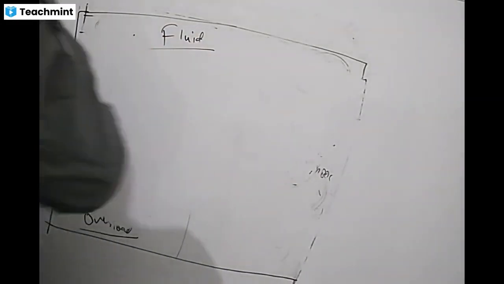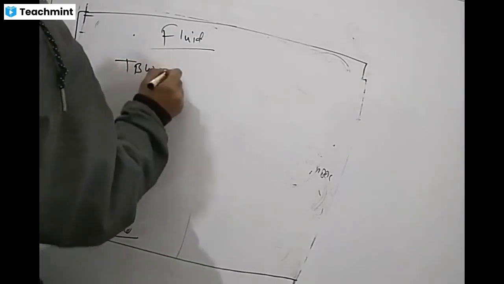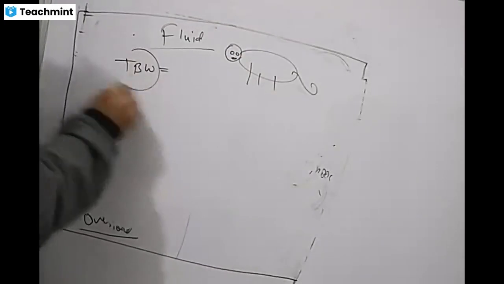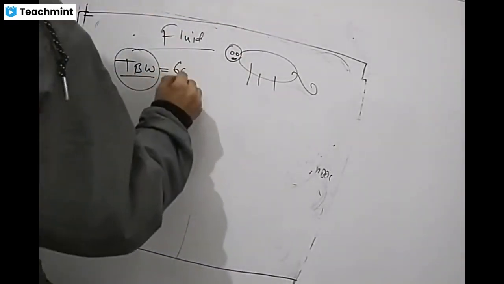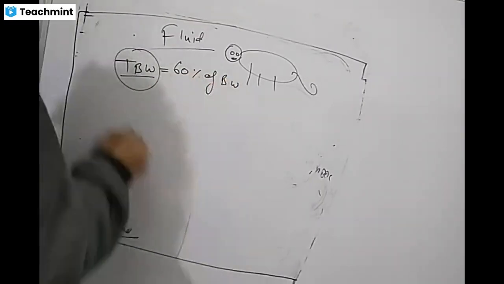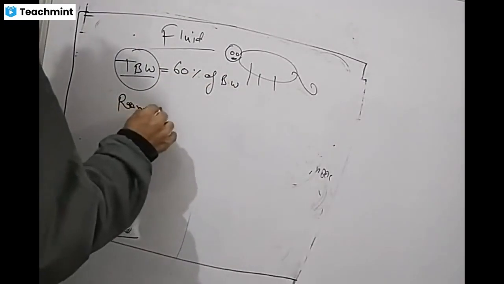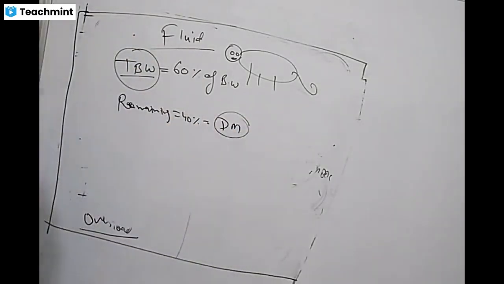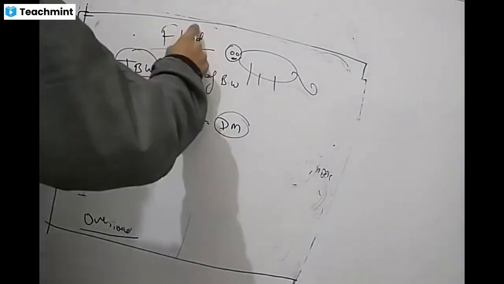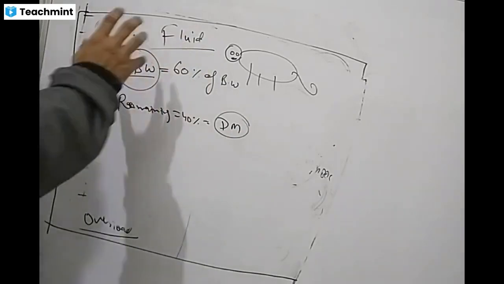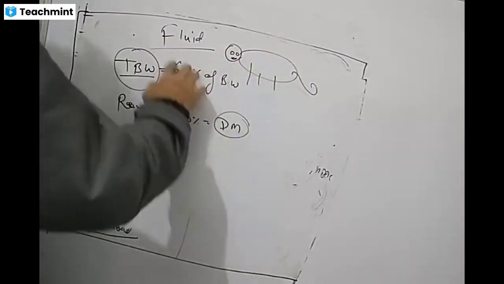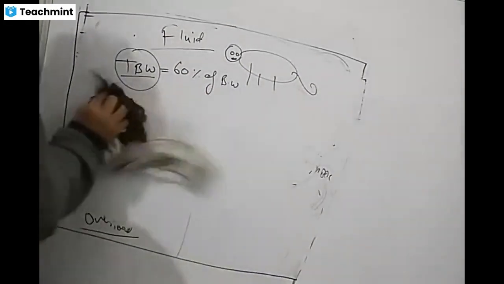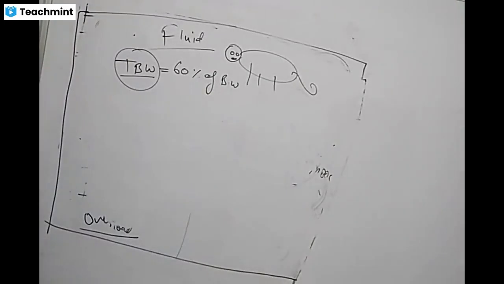If we look, there is one term, total body water. The animal has two components. One is total body water, which is 60% of the body weight. What is the remaining 40%? That remaining 40% is the dry matter. So we are focusing on the fluid. Fluid means the part which is a component of total body water. In this body weight, 60% is total body water and the remaining 40% is dry matter. First we'll see this 60%, the total body water.